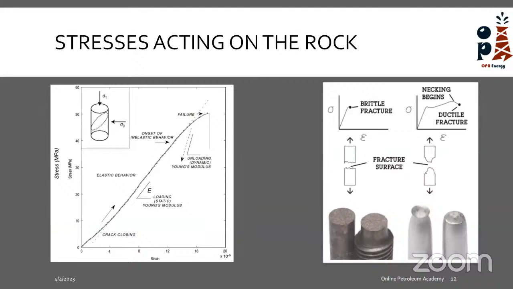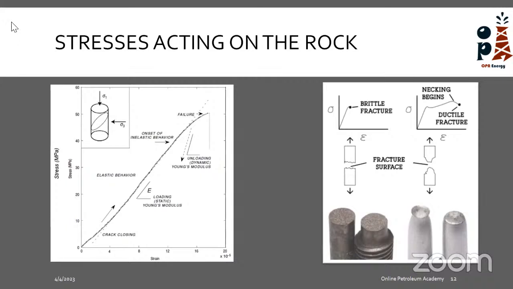Now we can illustrate what happens to the rock when a stress is being applied on it. In the beginning, you will have a nonlinear relationship as we increase the stress and strain. Stress is force per unit area, and strain is the deformation relationship. It's a unitless relation between the deformation and the original length.